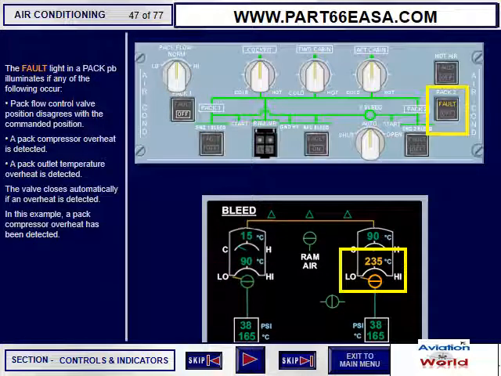The fault light in a pack push button illuminates if any of the following occur. Pack flow control valve position disagrees with the commanded position. A pack compressor overheat is detected. A pack outlet temperature overheat is detected. The valve closes automatically if an overheat is detected. In this example, a pack compressor overheat has been detected.